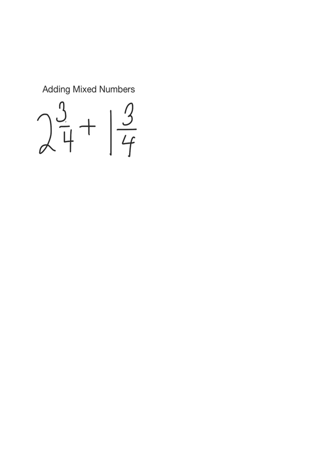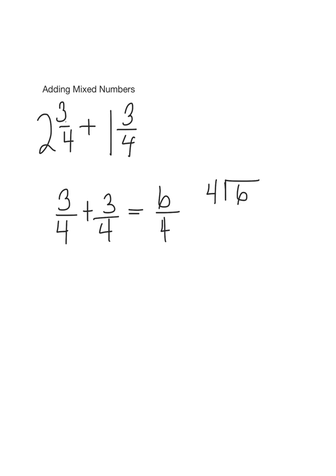So we always start with the fractions first, so we'll take our 3/4 plus our 3/4. Okay, the denominator stays the same, and we add across the top, 3 plus 3, which gives us 6. Now we know that this is an improper fraction, and in order to turn it into a mixed number, I must use the division operation.